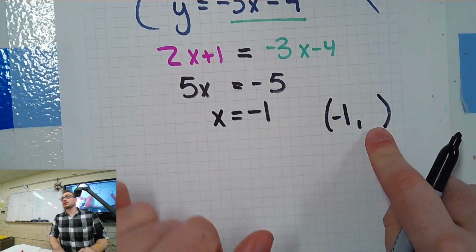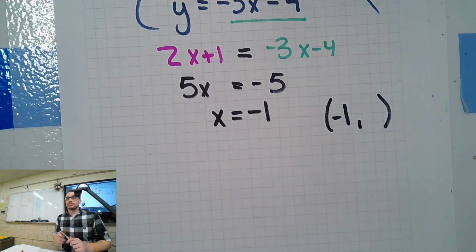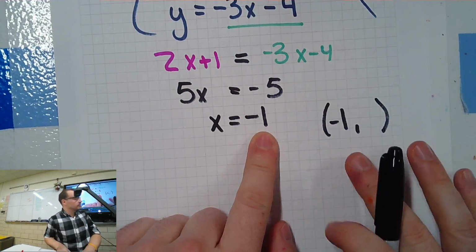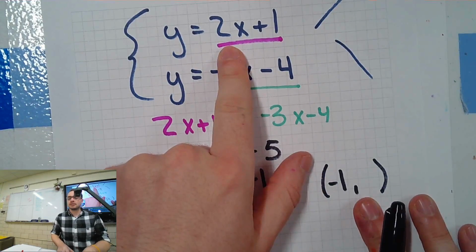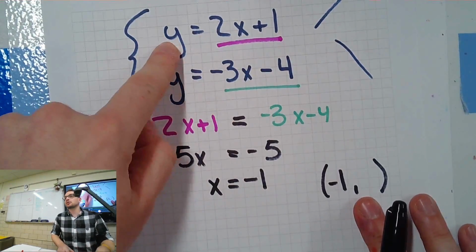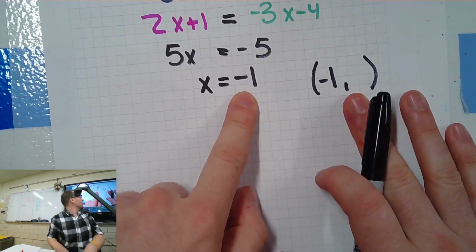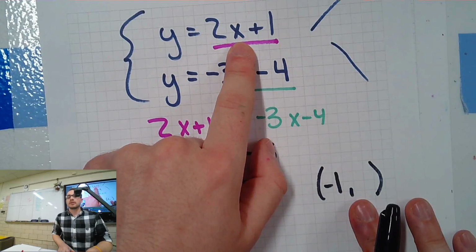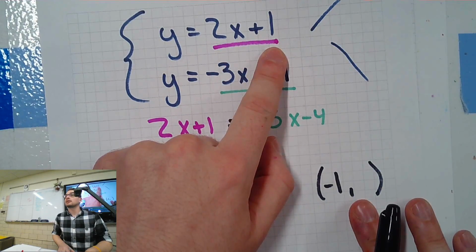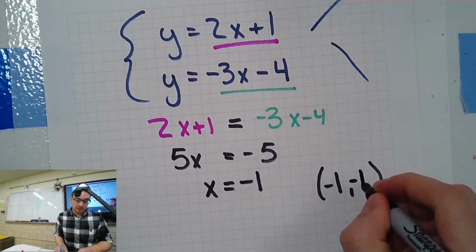But where do they intersect vertically? I need to figure that out. I'm going to plug in -1 into one of my equations, and it's going to tell me what y is, right? Isn't that what this says? You times x by 2 and add 1, it gives you y. Well, we know x is -1, where they intersect. What's 2 times -1? -2, add 1. -1. So they intersect at -1, -1.